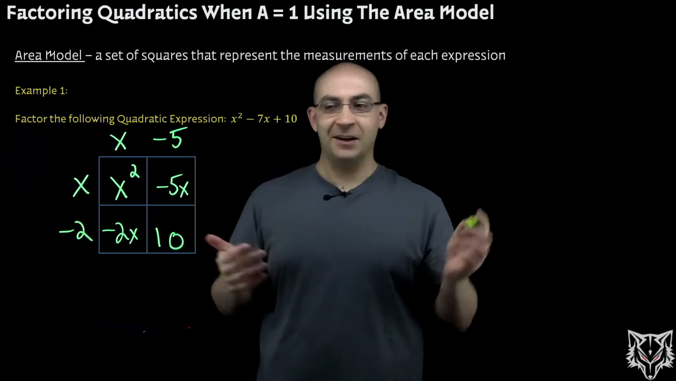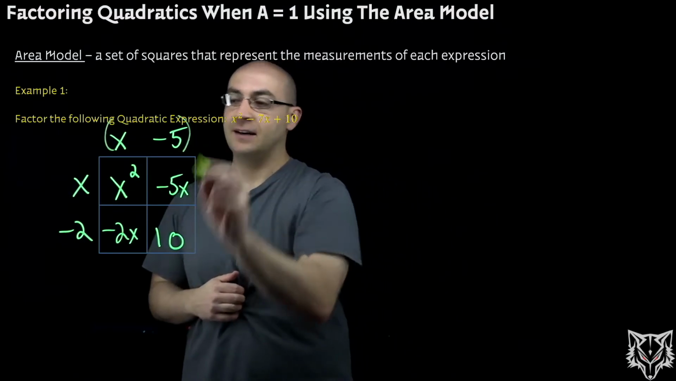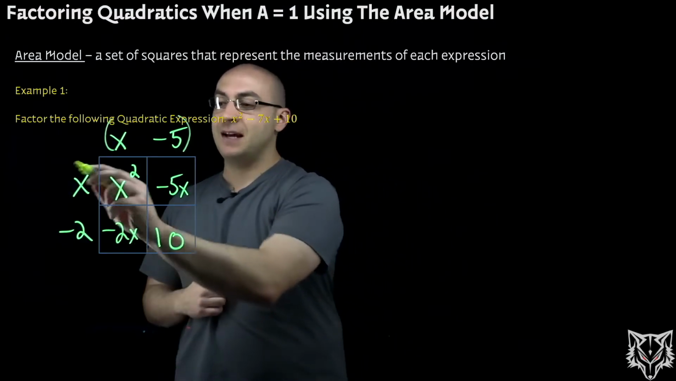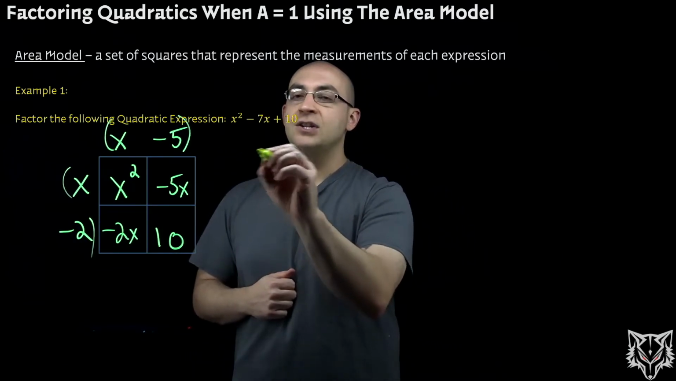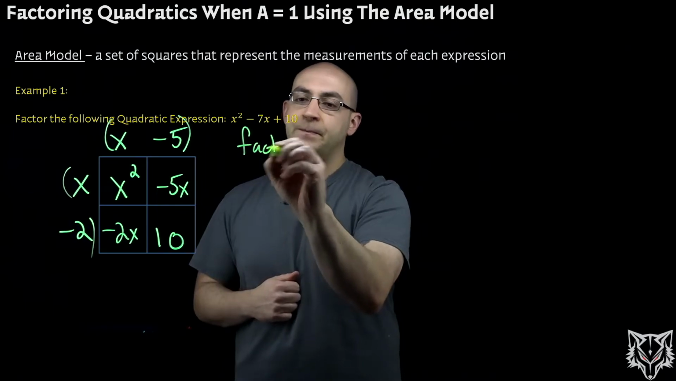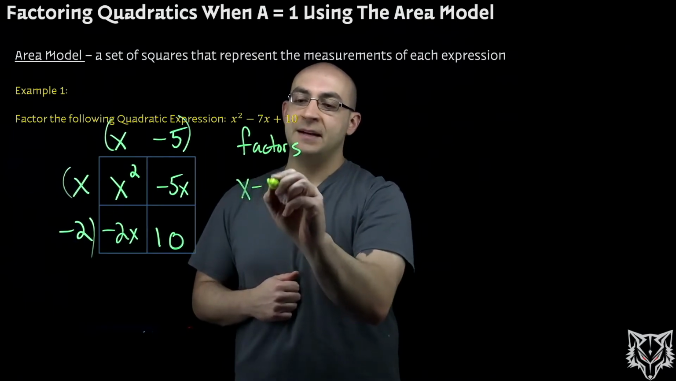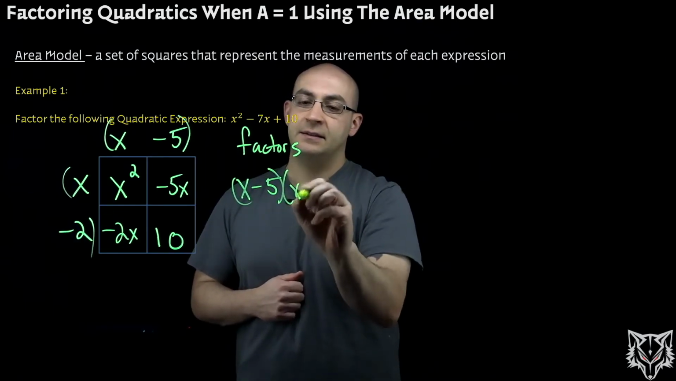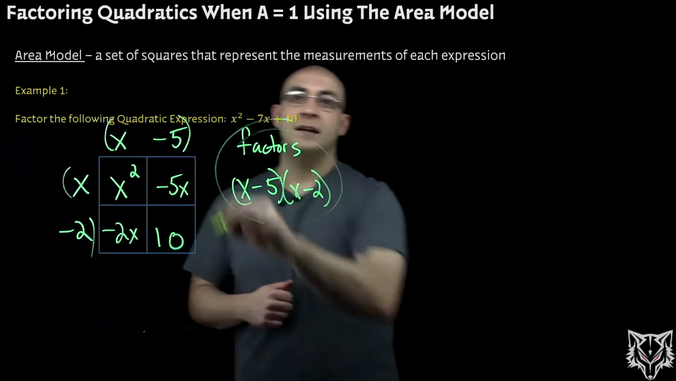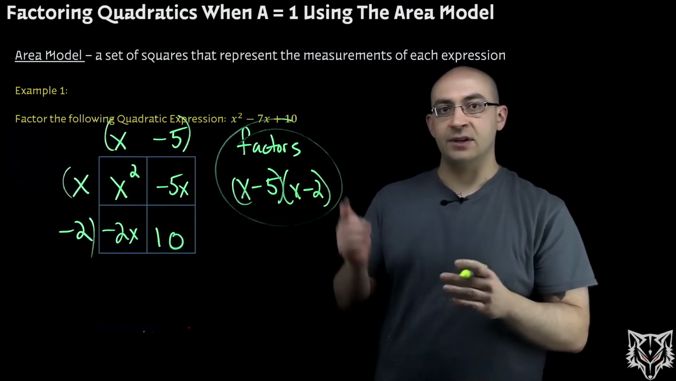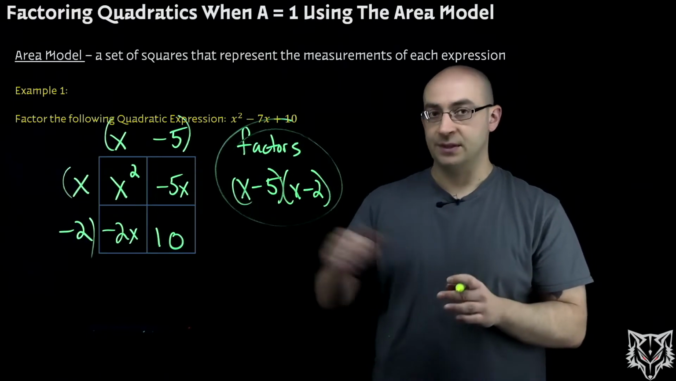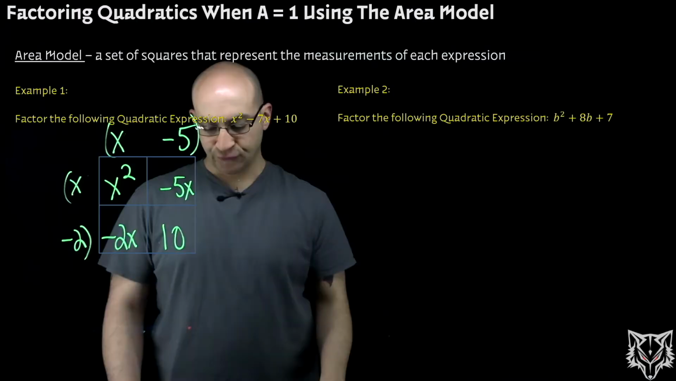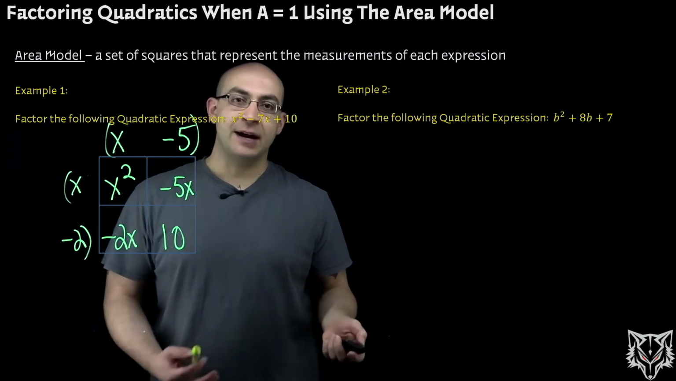What do you mean we're done? It just means that we're done. Okay, so we have an x minus 5 and we have an x minus 2. So I'm going to rewrite it to the side here. So our factors are x minus 5 and x minus 2. And we are done. Those are the factors of the quadratic expression x squared minus 7x plus 10 using the area model.